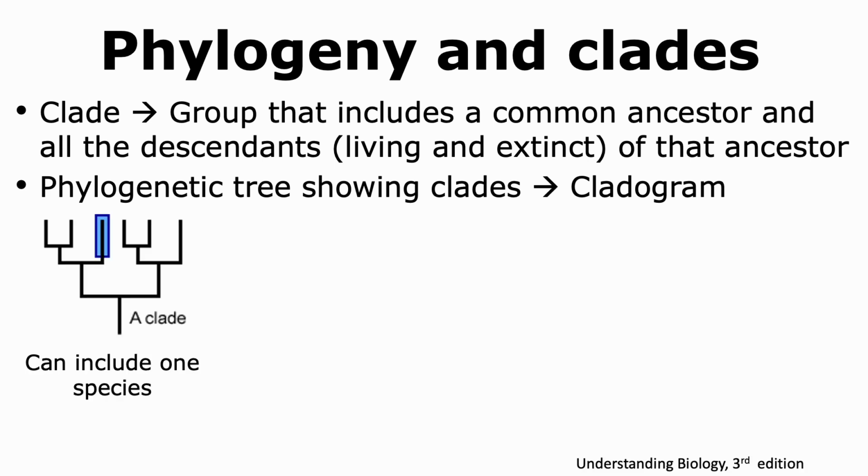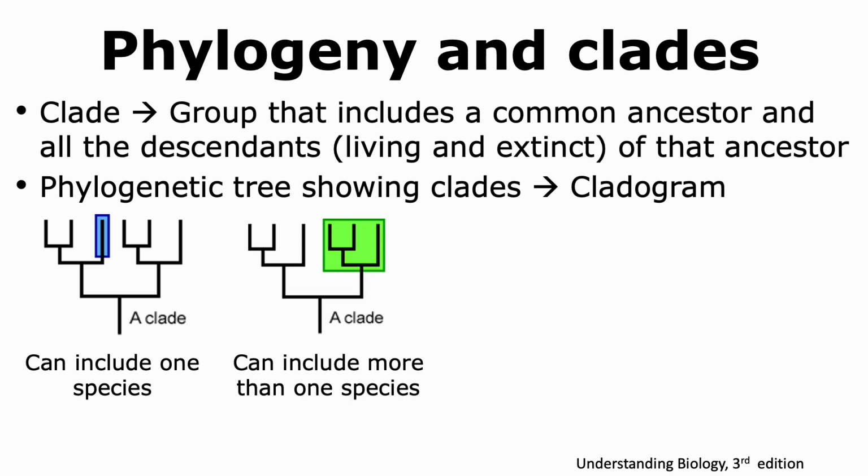Now, it's important to note that a clade can include one species or a group of species. As long as the clade includes the common ancestor and all of its descendants, it satisfies all the conditions to be defined as a clade. Such clades are monophyletic in nature.